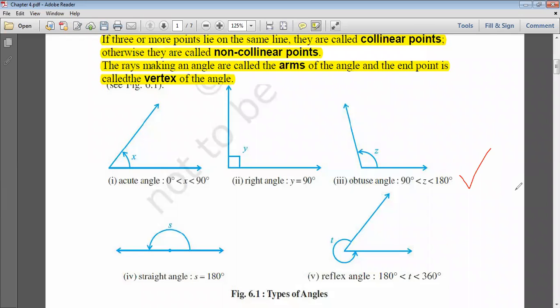Students, can you say which quadrant an obtuse angle lies in? Second quadrant. Second quadrant.